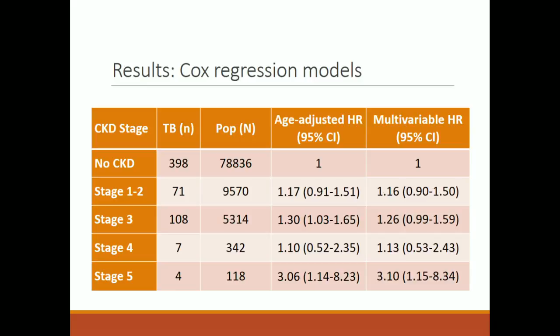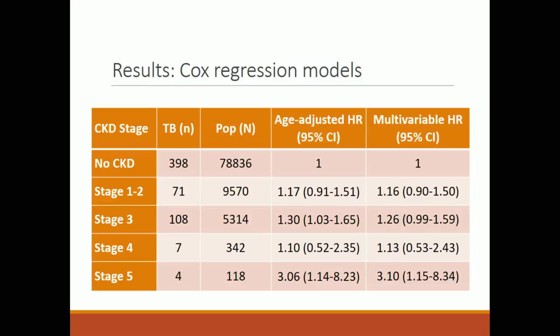In our population, again, the majority of the CKD is concentrated in stage 1 to stage 3. Only a very small proportion are stage 4 and stage 5. After multivariable adjustment, first of all, you can see that stage 5 disease has about a 3-fold increase in the risk of TB. So this is consistent with the previous meta-analysis.